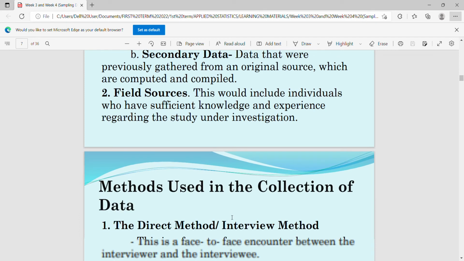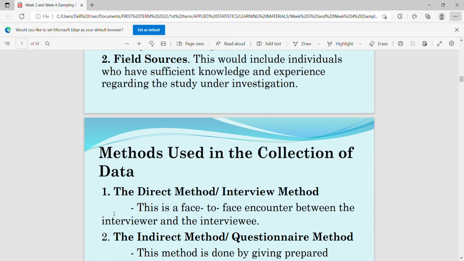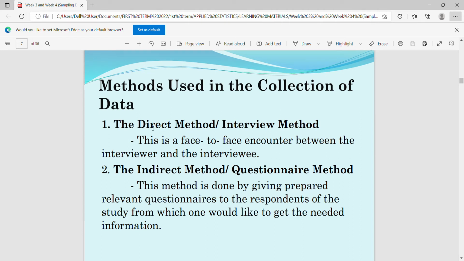So here, these are the methods used in collection of data. We have the first, which is the common, the direct method or interview method. So this is a face-to-face encounter between the interviewer and the interviewee. So again, another way how to collect the data is using the direct method or interview method. Next, we have the indirect method or questionnaire method.